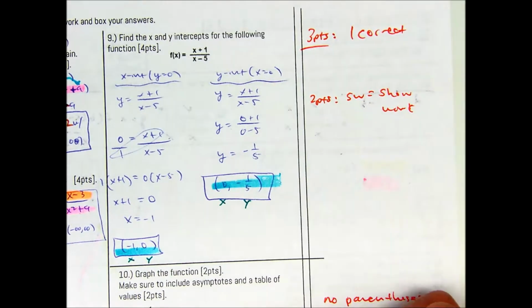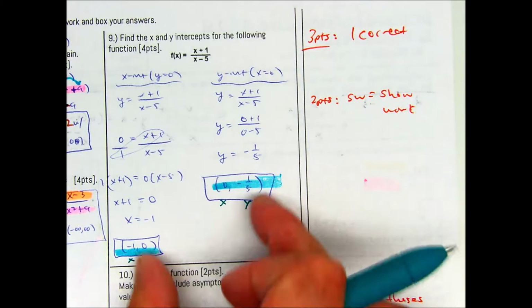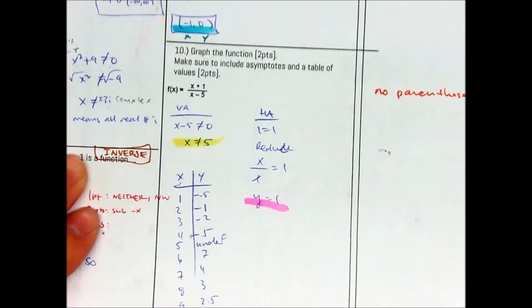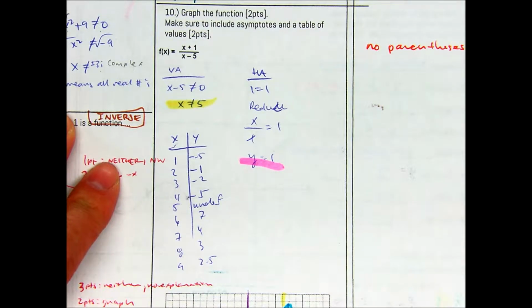Question number 10. Graph the function and make sure to include asymptotes and a table of values. The bad thing is if you just put this in your calculator and just copy the graph, you didn't know how to do that.